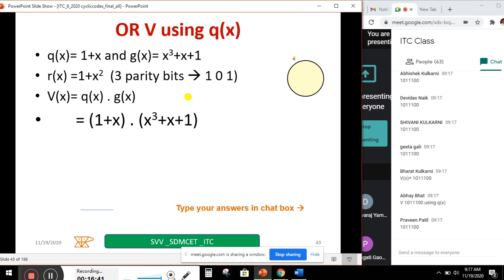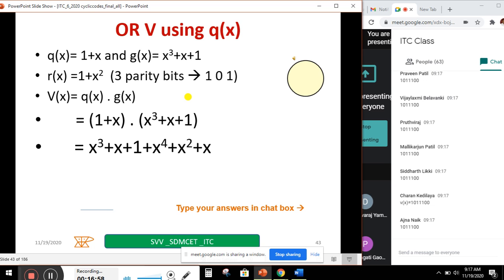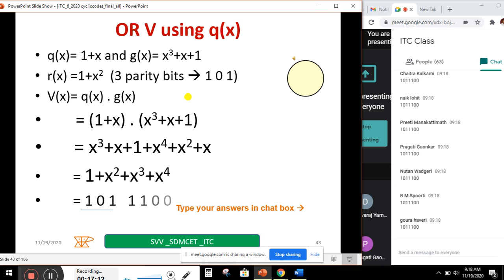Abhay Bhatt is typing exclusively using Q of x. Thank you. Others have got the same answer, Siddharth got 10111100, and all are getting the same answer. Yes, I too got the same answer, and whatever answer you got is correct.